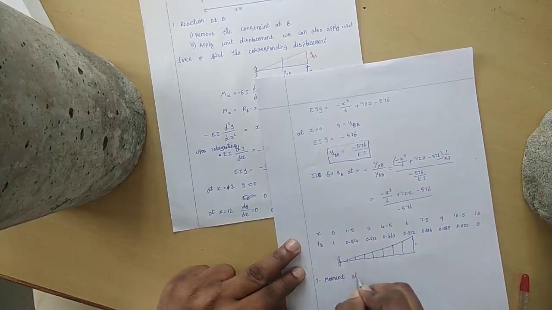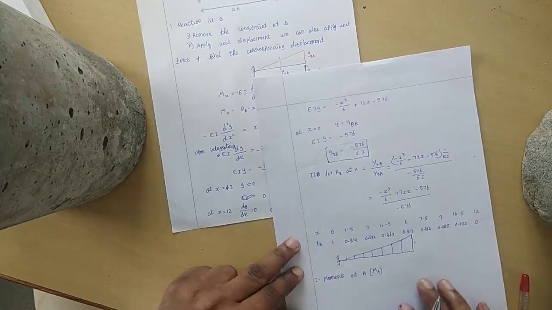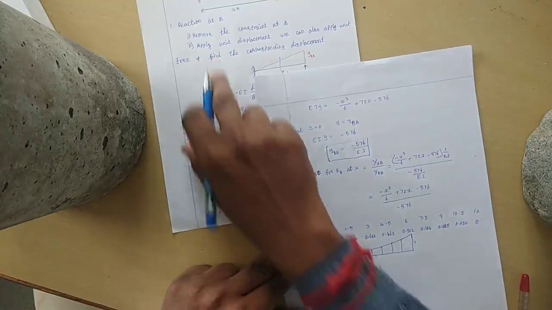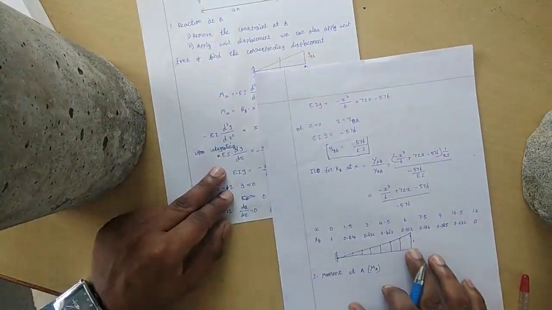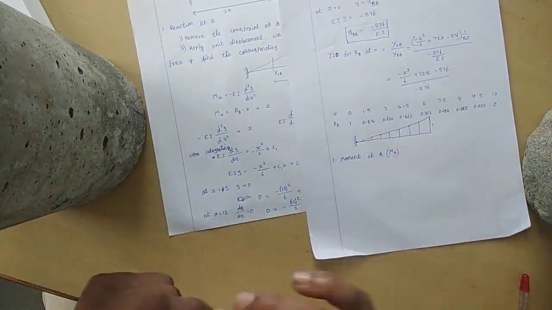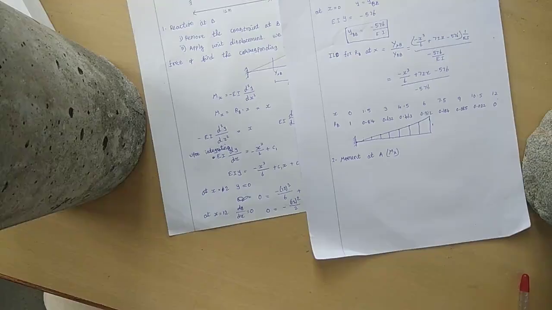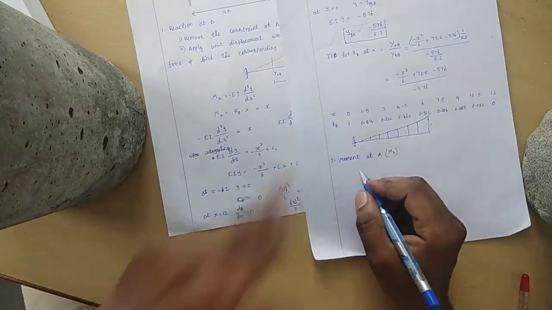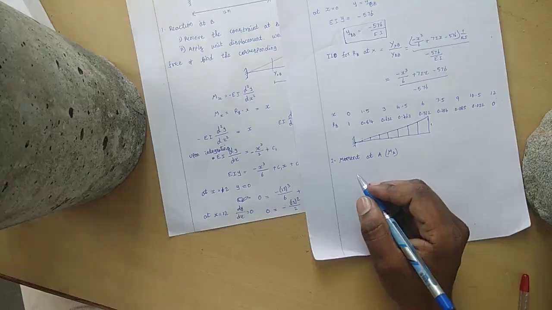at A, that is MA. So in order to calculate the moment, the first condition is that we need to remove the constraint at A. Constraint here means the constraint which controls the rotation alone. So if you take the value, then we need to remove only the rotation.